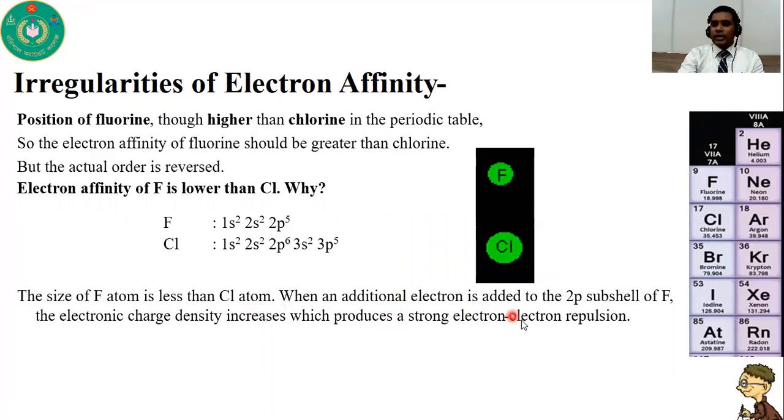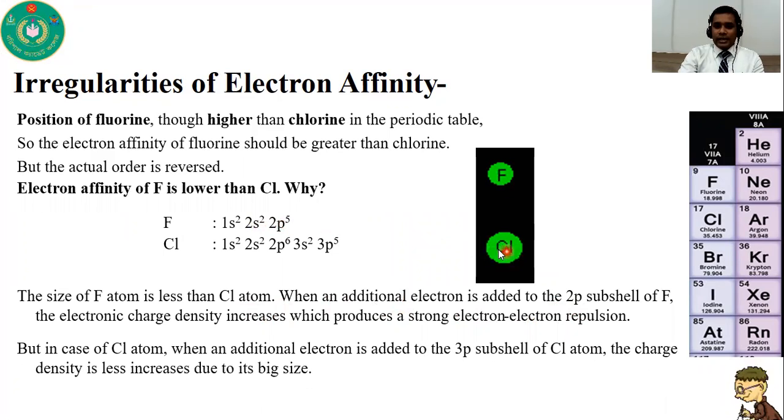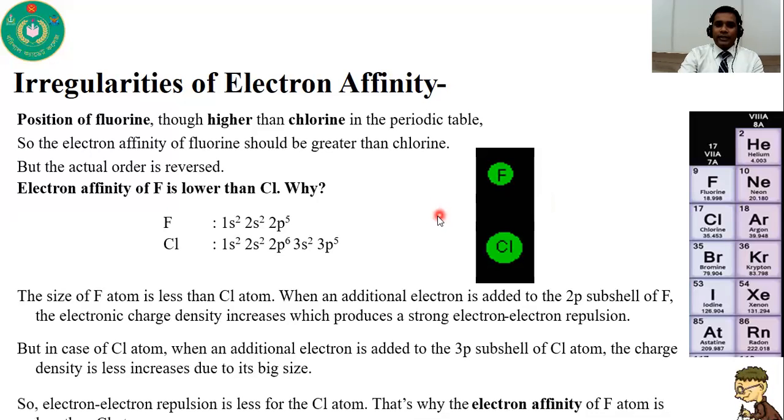So when an additional electron is added to the 2p orbital of fluorine, the electron density increases, which produces a strong electron-electron repulsion. But in case of chlorine, as its size is greater than fluorine and one electron enters the 3p orbital of the chlorine atom, the charge density is less due to its big size. That's why one electron can be easily accepted by chlorine, but it is slightly difficult for fluorine to accept one electron. That's why the electron affinity of fluorine is lower than chlorine.